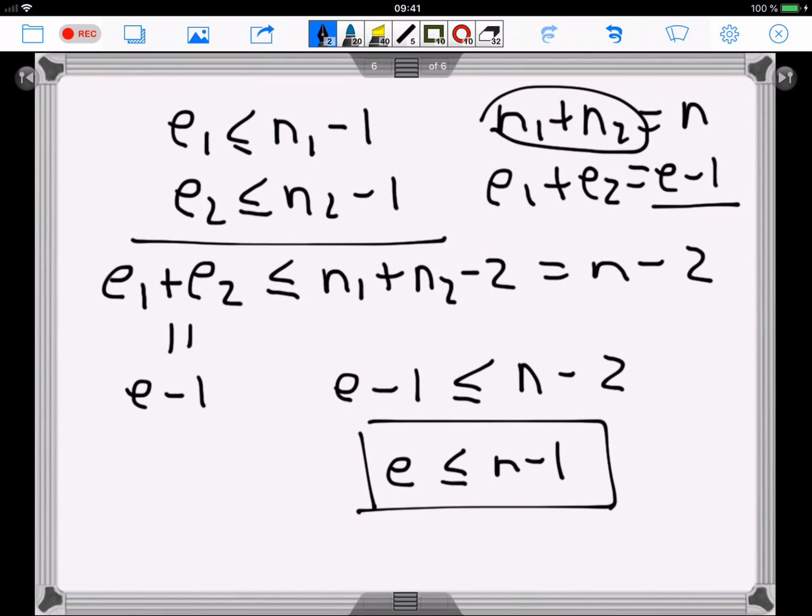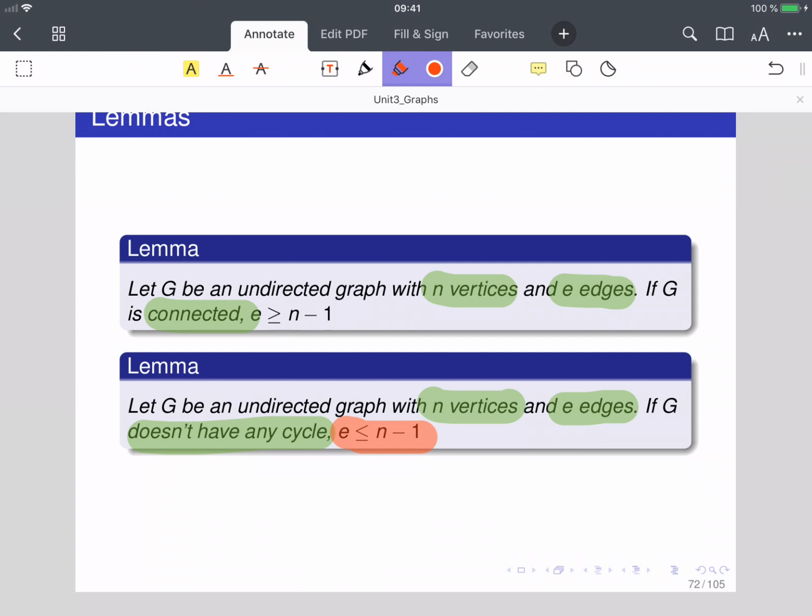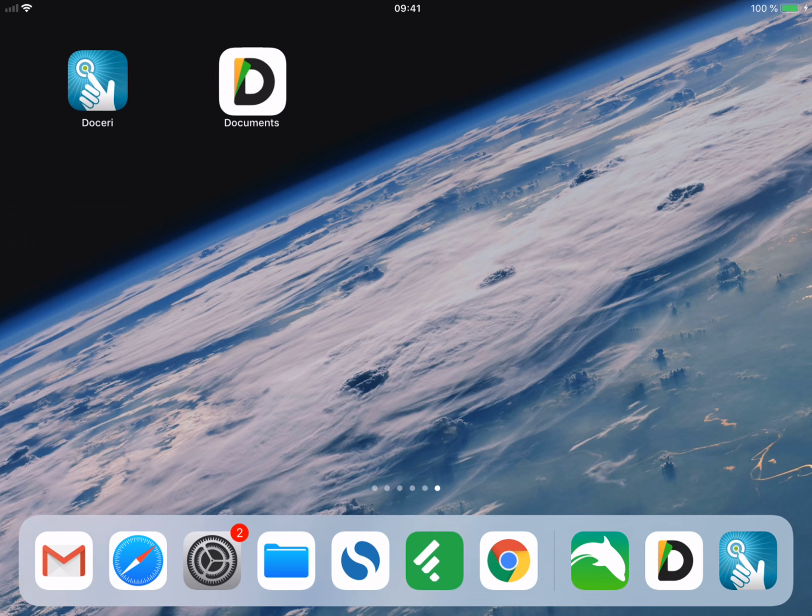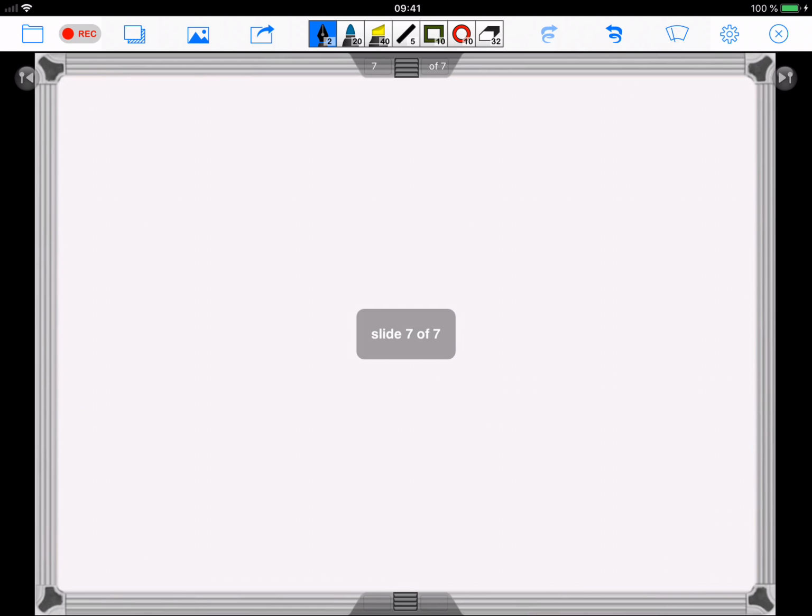Okay, so let's go back to the slide and see what the other result says. The other result says that if the graph is connected, then we have at least n minus 1 edges. Okay, so again, a remark is in order. Notice that we can have a graph in which, well, first let me give an example, and then we say about the remark.